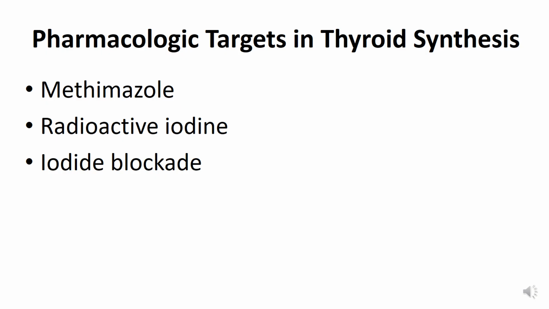Iodide blockade is another pharmacologic strategy. Large doses of iodide can temporarily suppress thyroid hormone release. This effect is useful during thyroid storm or before thyroid surgery. It helps calm an overactive gland quickly. These treatments show how understanding hormone synthesis leads directly to better medical care. By targeting specific biochemical steps, doctors can precisely control thyroid activity. That connection between biochemistry and therapy is one of the most fascinating parts of endocrinology.